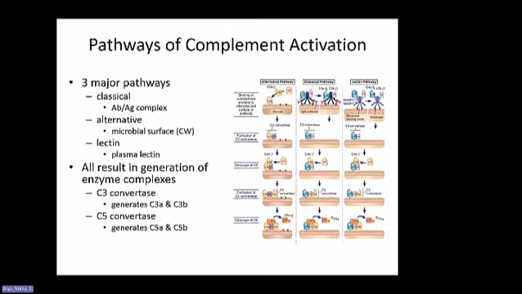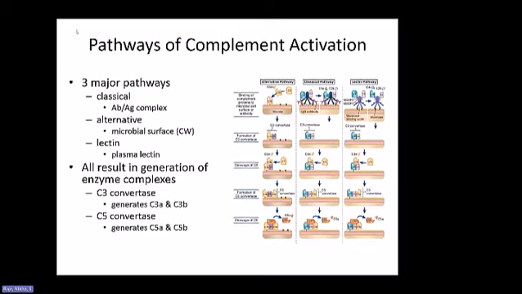There is a little bit of overlap. And then the lectin pathway has that plasma lectin, and the classical pathway is the pathway where the antibodies are involved. So they are activated by antigen-antibody complex.